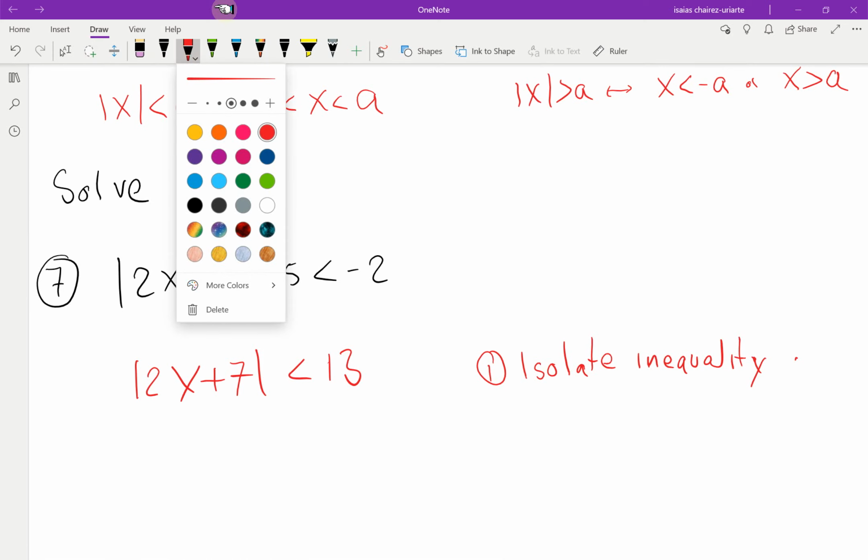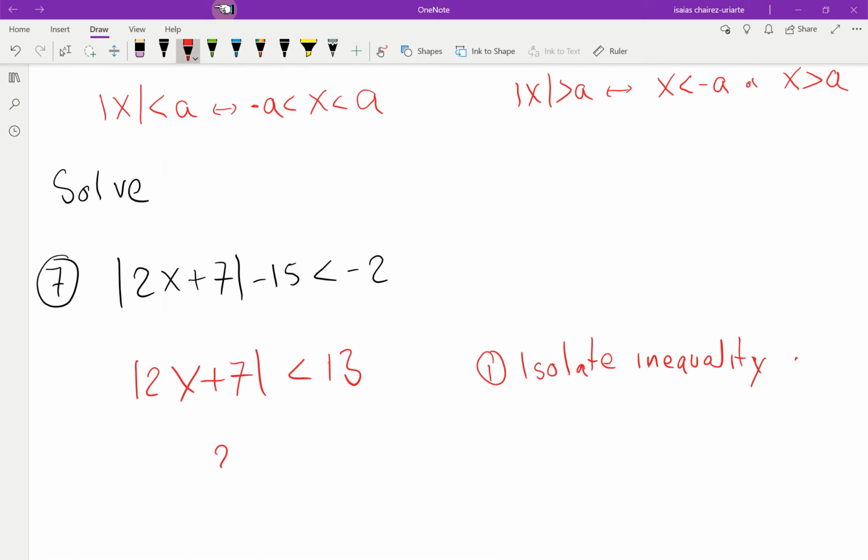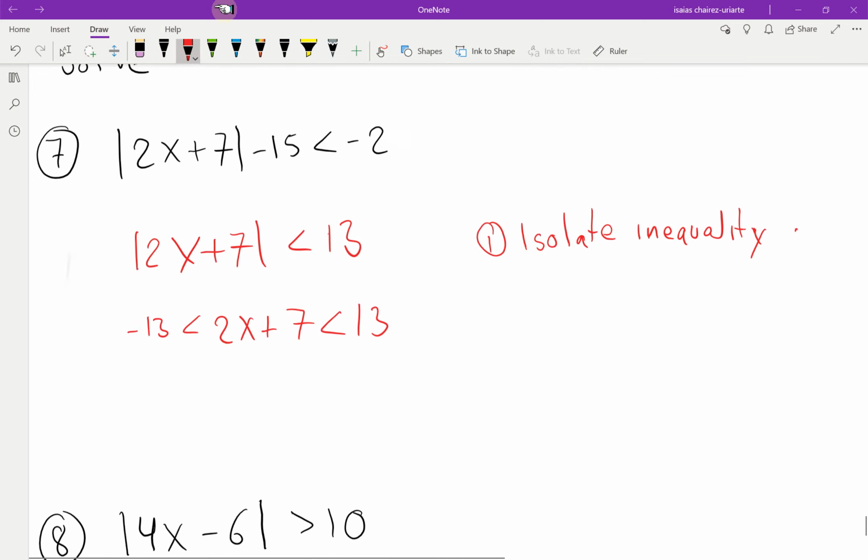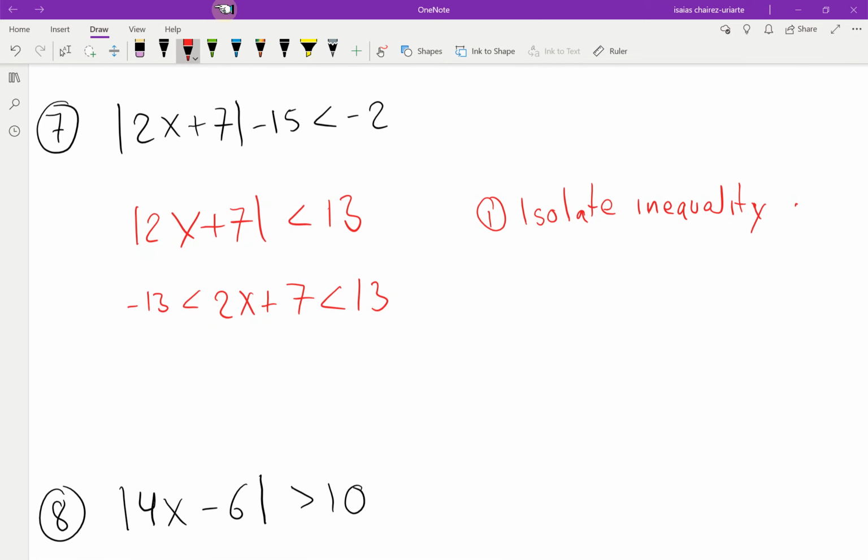Okay, so we said 2x plus 7 is less than 13 and bigger than negative 13. And now I gotta solve for x there. So I'm gonna begin by adding a 7. Negative 13 plus 7, what is that? That's negative 6 less than 2x less than 20.